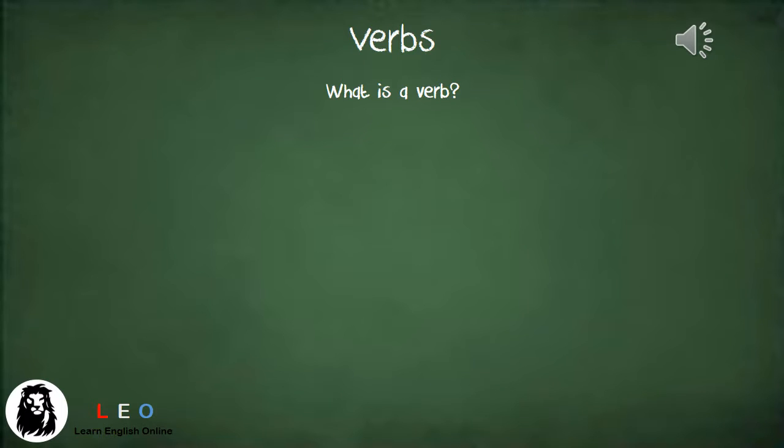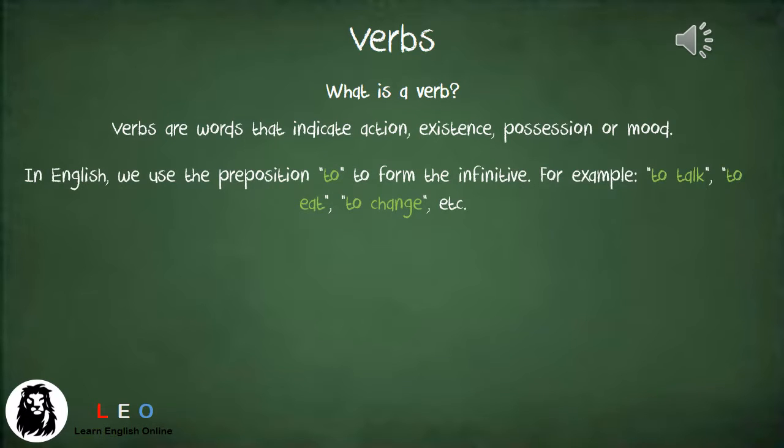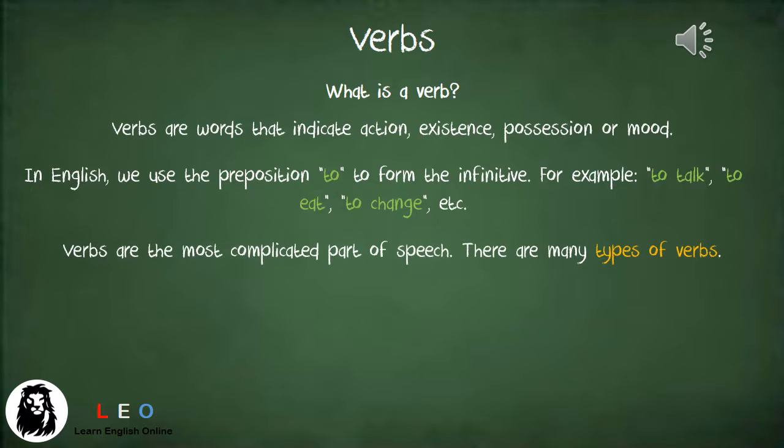Today we're going to review verbs. Verbs are words that indicate action, existence, possession or mood. In English, we use the preposition to form the infinitive. For example, to talk, to eat, to change, etc. Verbs are the most complicated part of speech, and there are many types of verbs. Let's study some of them.